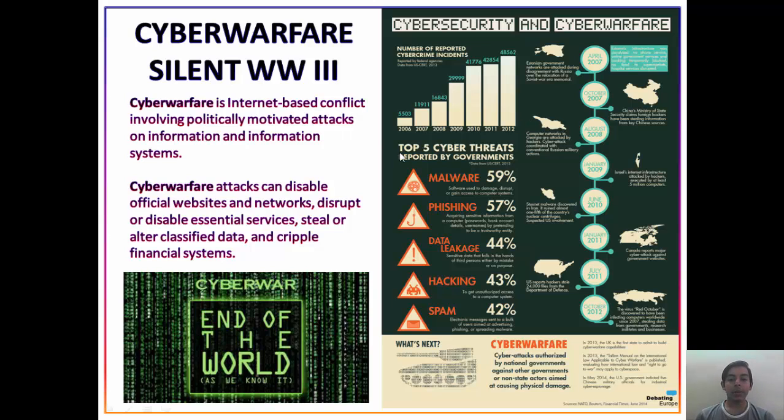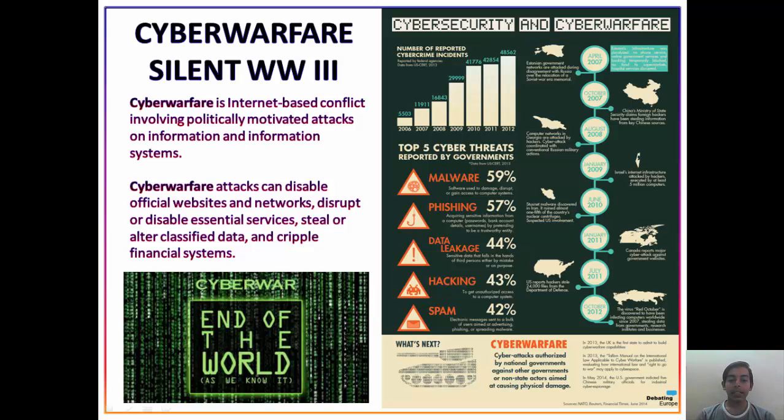Now here you can see top 5 cyber threats reported by the government, which basically includes malware, phishing, data leakage, hacking and spam. Now let me tell you about what all of these are, briefly and very quickly. So malware is basically software used to damage, disrupt or gain access to the computer system, and it is the most reported cyber threat by the government. Phishing is basically acquiring sensitive information from a computer such as passwords, bank account details, usernames, etc. by pretending to be a trustworthy entity.